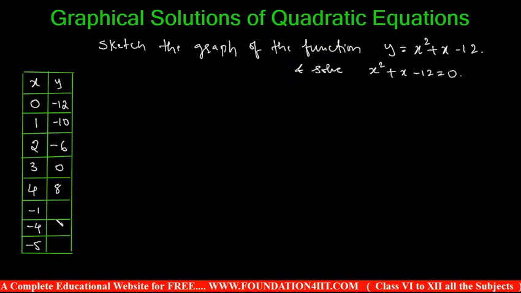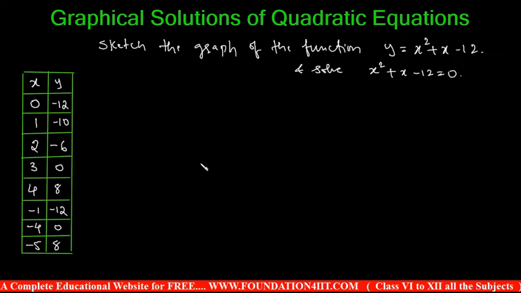Okay, now if we come to negative 1, minus 1 whole square is plus 1, minus 1 cancels, minus 12 it is. You should not make a mistake here when you are doing this. And for minus 4, whole square is 16, minus 4, minus 12. 16 and minus 4 is plus 12, and minus 12, so 0 I get. And for minus 5, 25 minus 5 is 20, minus 12 is 8. Okay, so these are the values.